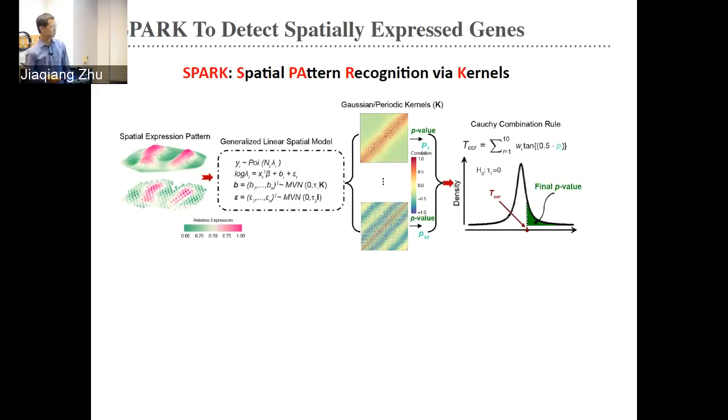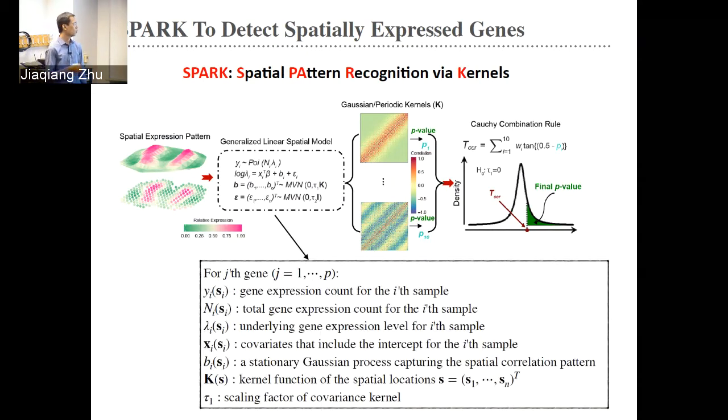So here we develop a new method, SPARK, to detect spatially expressed genes and also address the above limitations. SPARK is built upon a generalized linear spatial model, where yi stands for the gene expression counts for the i-th sample, and we assume yi follows the over-dispersed Poisson distribution, where the random effects bi and epsilon i capture the over-dispersion. And bi itself is a stationary Gaussian process capturing the spatial correlation pattern, which is characterized by the kernel function k. And epsilon i stands for the residual random noise, observation noise.